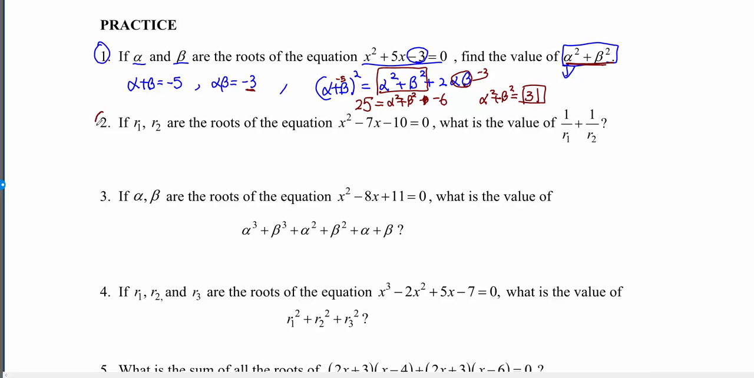Okay, try this one now. You can do that, I think. First set up the given. R1 plus R2 is equal to how much? Sum of the roots is negative 7 over 1. Product, R1 times R2, equals? Negative 10. Using these two, find out this value. Okay, try this one.